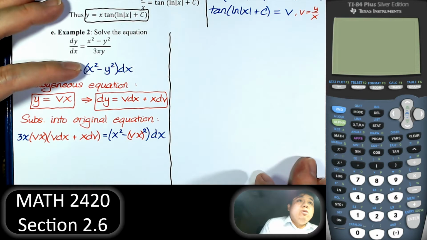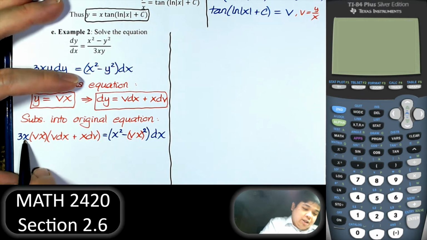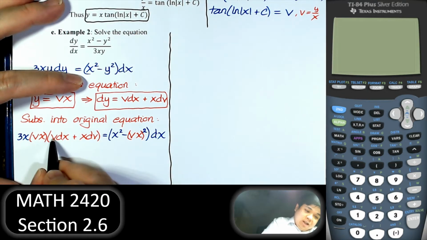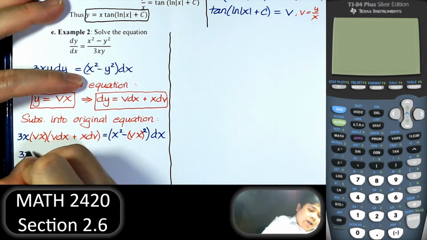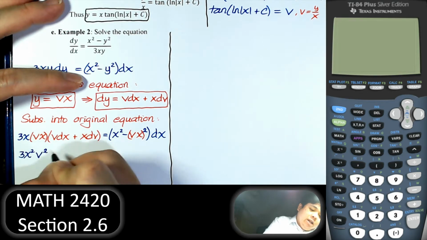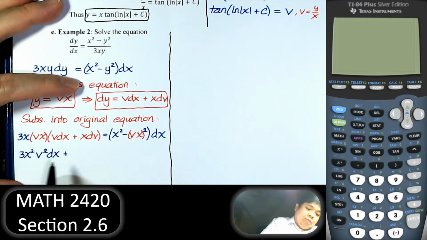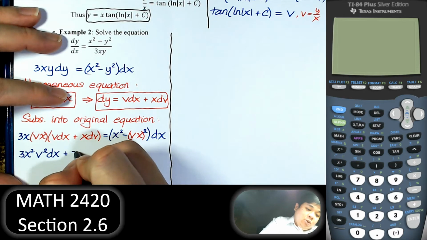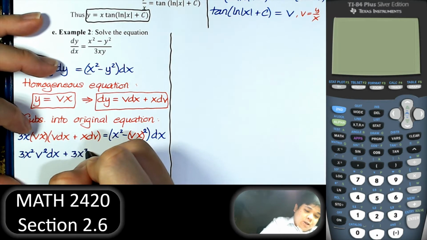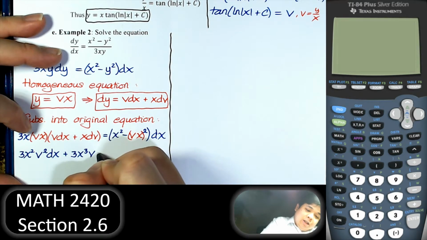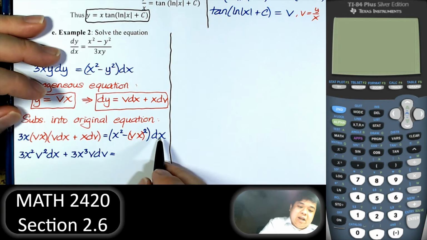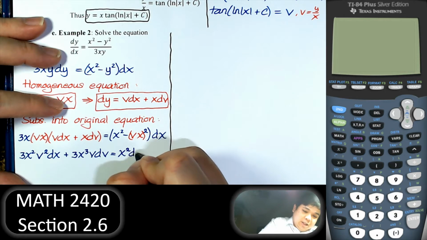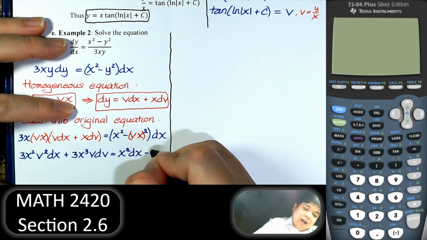Now multiply everything out. That gives us 3x squared v, and multiplying this with another v, we have 3x squared v squared dx plus, multiplying this, we have 3x squared v times one more x, which gives us 3x cubed v dv, and then this gives us x squared dx minus x squared v squared dx.